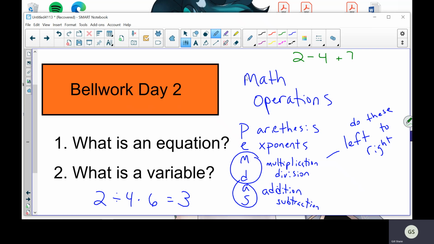Any questions on that order of operations? I can actually go over that later. I will go over it with them. I'll just do it when we do equations. All right, so now let's get to what an equation is.